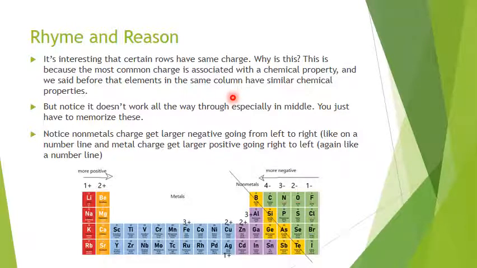But in the middle, it doesn't go 3 plus, 4 plus all the way across. It gets messy in here, and so we're just having you memorize a few of these. I left off lead down here, but lead is 2 plus as well. And then the nonmetals get 1 minus, 2 minus, 3 minus, 4 minus. Again, numbers get bigger, moving right to left. And 1 plus, 2 plus.